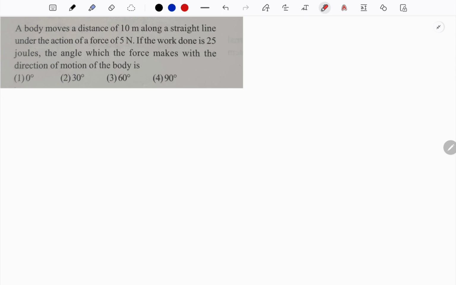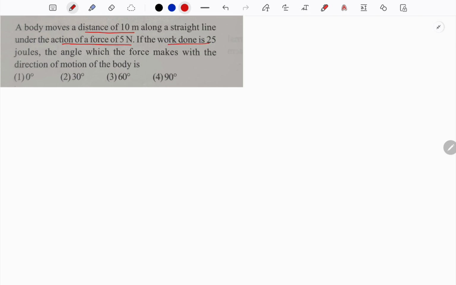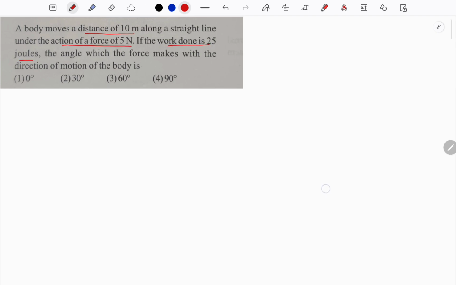So here we have a very basic question from the topic of work, power and energy. Let's see what the question is and try to solve it. They have given that a body moves a distance of 10 meter along a straight line under the action of a force of 5 Newton, and they have said that the work done is 25 joules, and they're asking us to find the angle between the force and the direction of the motion.